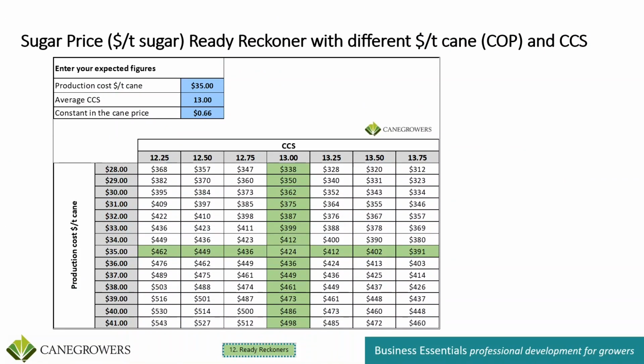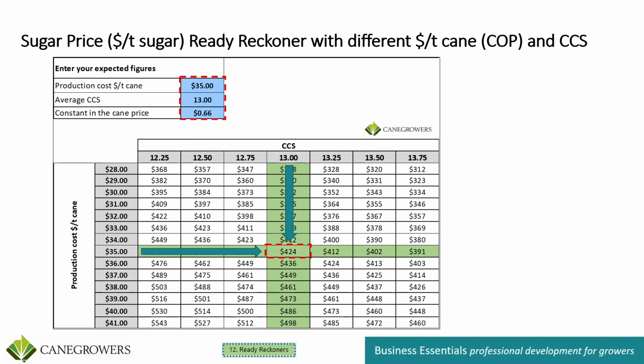The first calculator provides the equivalent sugar price at combinations of CCS and production costs per tonne of cane. You can input your assumptions, which will set the middle value. You will then be able to see what happens to the equivalent sugar price should the assumed parameters change.